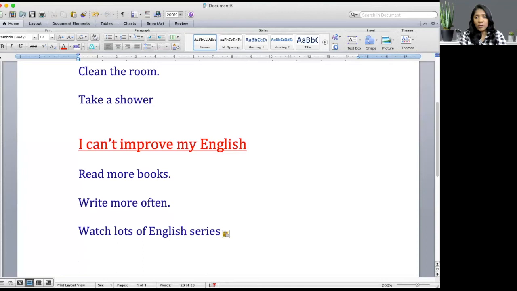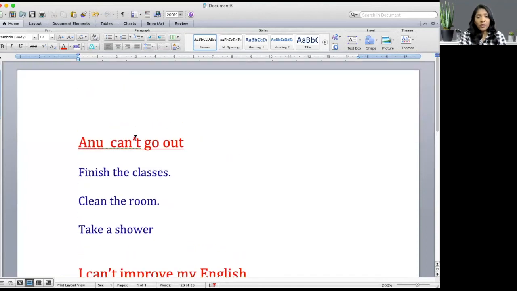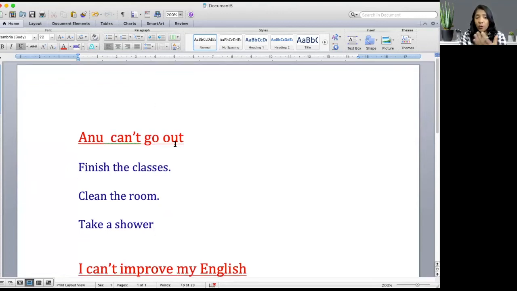Here we go. Here are a couple of examples where you can work out. So, Anu can't go out. Okay, there are some clauses where, unless I do these things, Anu can't go out. Okay, it's a negative here. So, Anu can't go out unless she finishes the class. Anu can't go out unless she cleans the room. Or Anu can't go out unless she takes a shower.